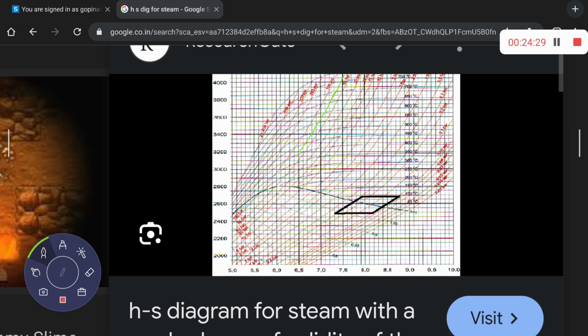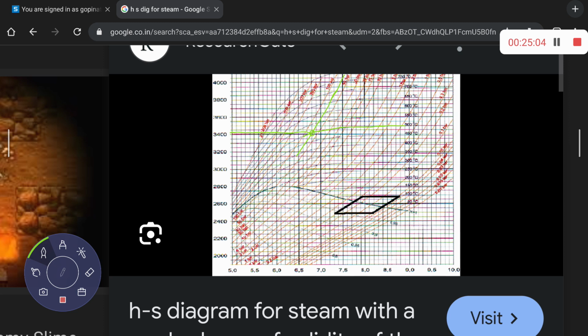Okay. Then the 500 degrees centigrade constant temperature line, where it intersects this point. So at that point, what will we get? H3. So from here, project the horizontal line. You will get H3. How much is this? 3400, 3600. Okay.